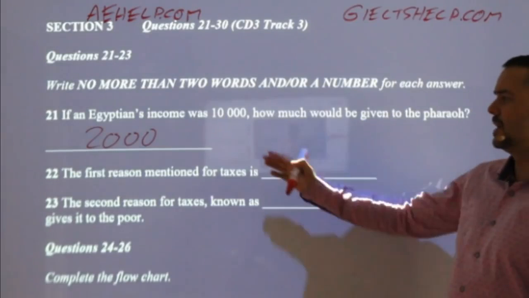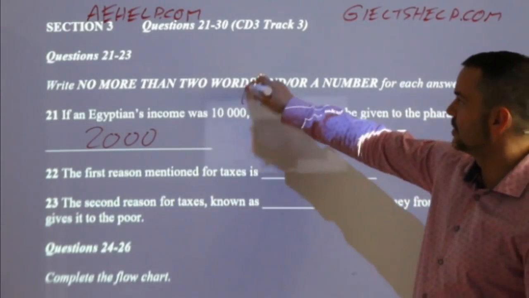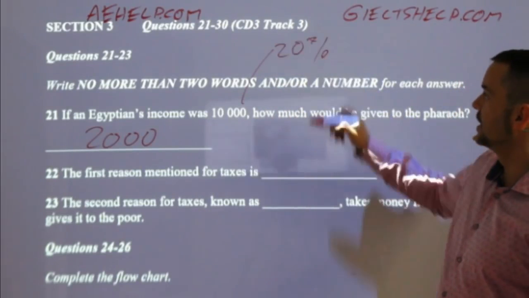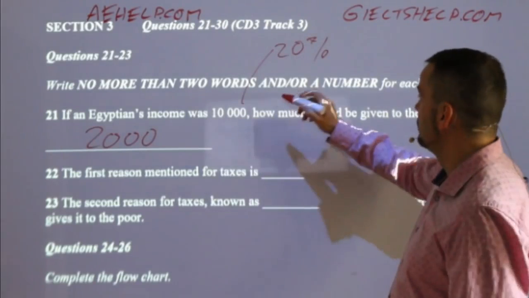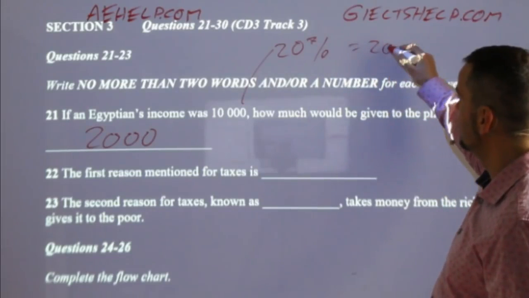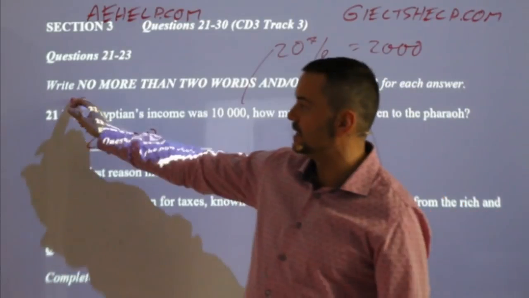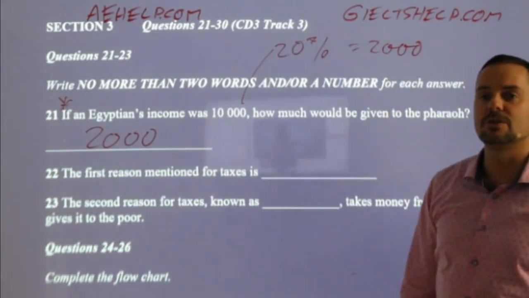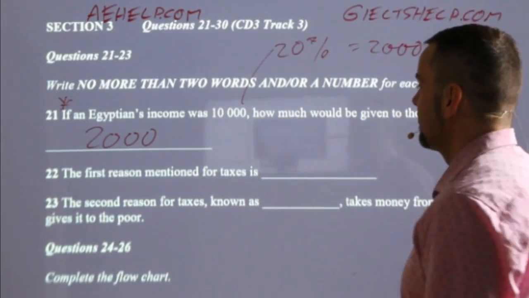Careful with these types of questions. You have to do a little bit of math here. So they said 20% of the income is given to the pharaoh. 20% of 10,000 is 2,000. So that's why it equals 2,000, okay? Make sure to pay attention to the full question, especially in section 3 and section 4. Good for those of you who got that one. Fantastic.